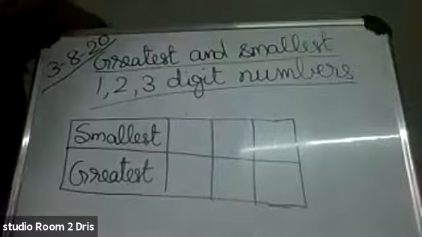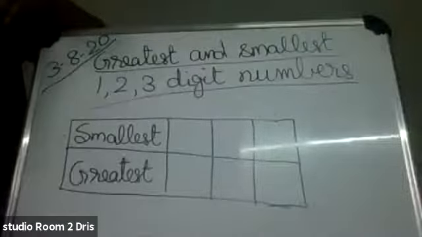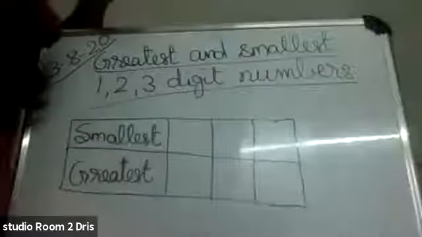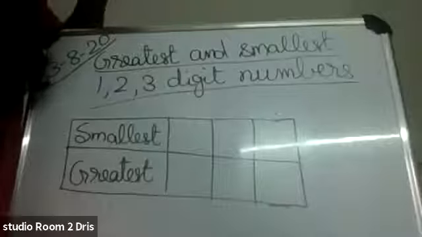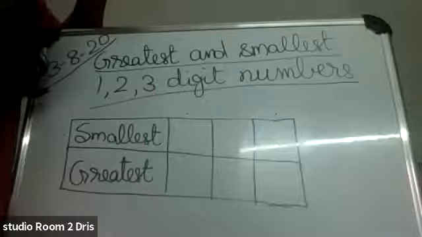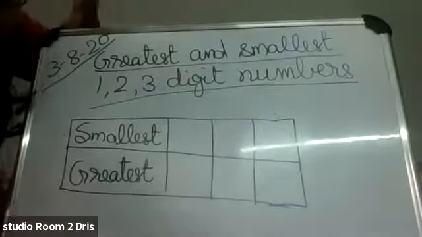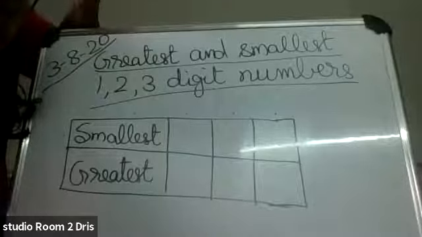Now all of you just stop writing. Stop writing and look at the board. Children, all of you stop writing. Just look at the board. I will show you how to write the smallest and greatest number. Let me see if anybody is writing again.